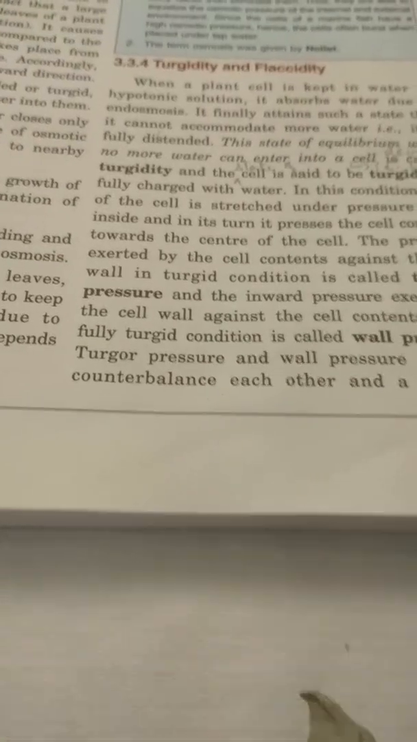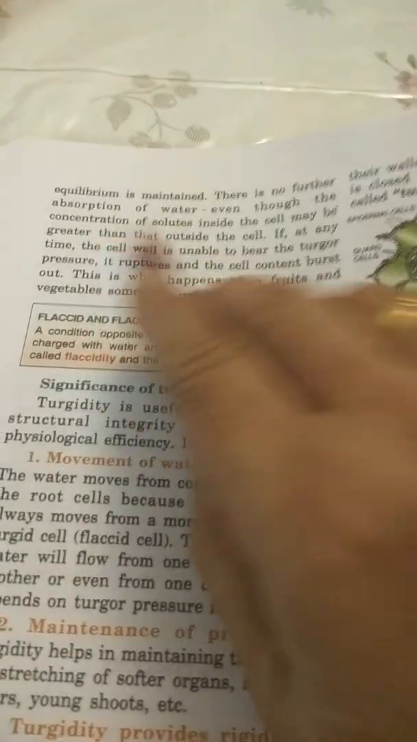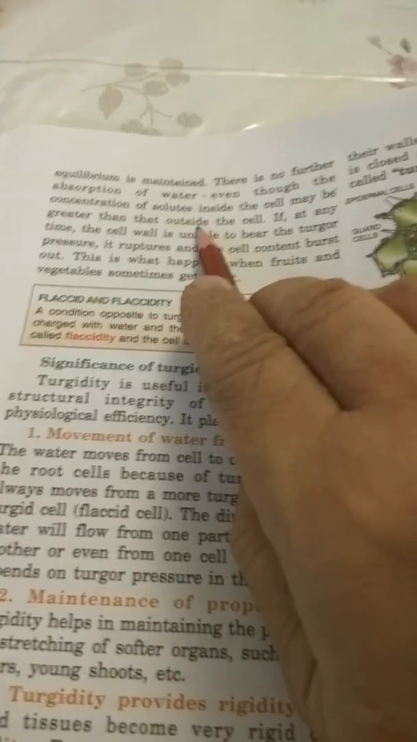Now, when the wall pressure and the turgor pressure counterbalance each other, then the cell is in the state of turgidity. When no more water is entering or leaving, its turgor pressure counterbalances the wall pressure, and therefore there is no further absorption of water, even though the concentration of solute inside the cell may be greater than that outside the cell. So the turgor pressure and wall pressure normally counterbalance each other, and a state of equilibrium is maintained.